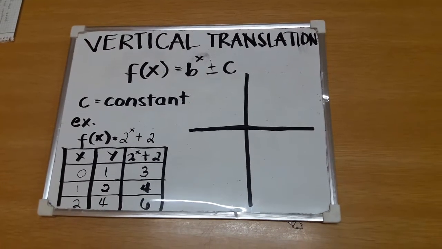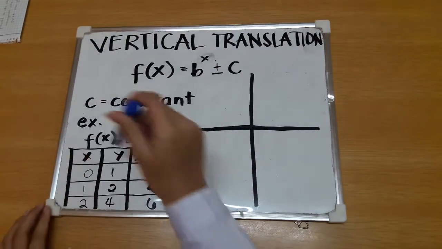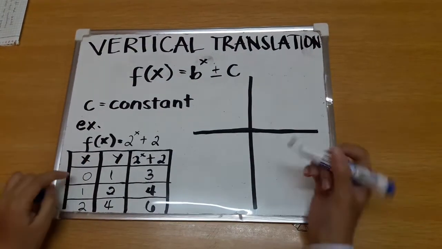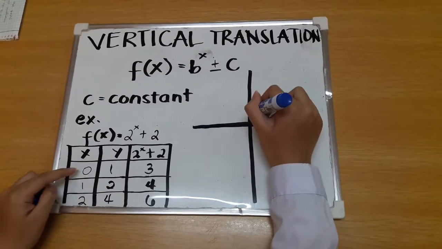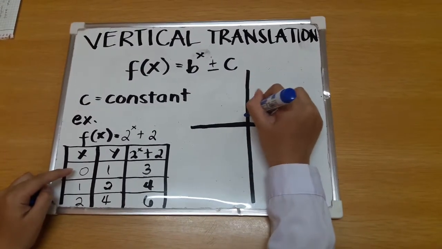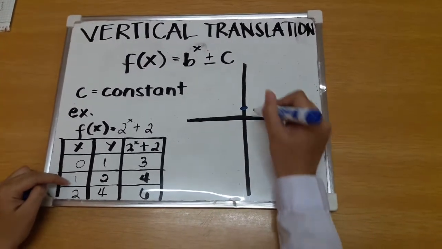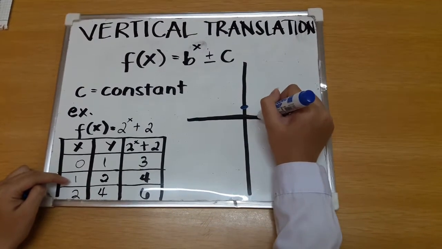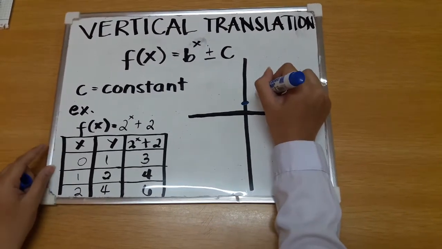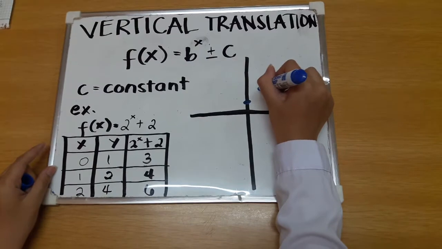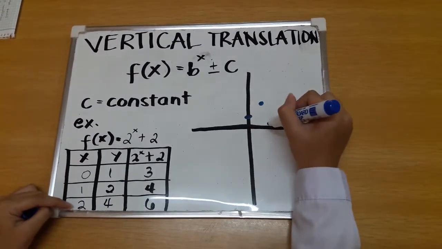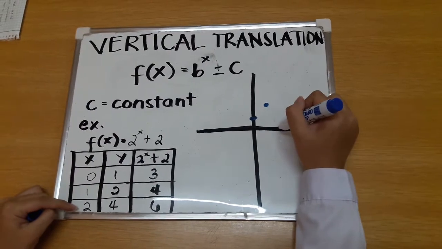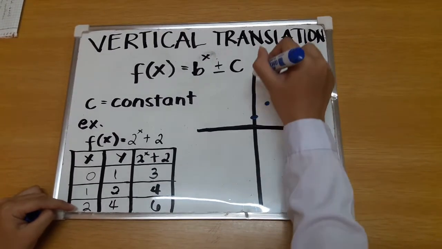Now let's proceed to plotting the points. Let's first plot x and y. So x is 0 and the y is 1. Next is 1. The x is 1 and the y is 2. Next is 2. The x is 2 and the y is 4.